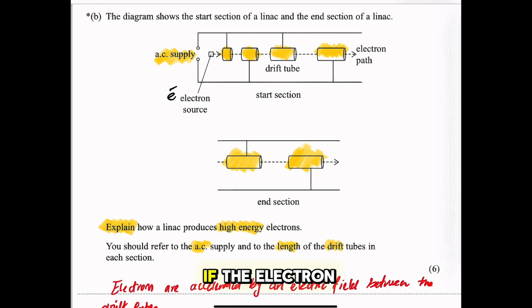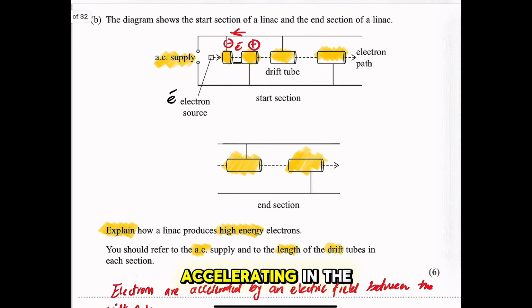Let me say, if the electron is here, this is negatively charged and this one is positively charged, so the direction of the electric field is from positive to negative, but the electron itself is accelerating in the opposite direction of the electric field. There is no issue for that, by the way. It's just a repulsive electric force from the first drifting tube and an attractive electrostatic force from the second drifting tube.